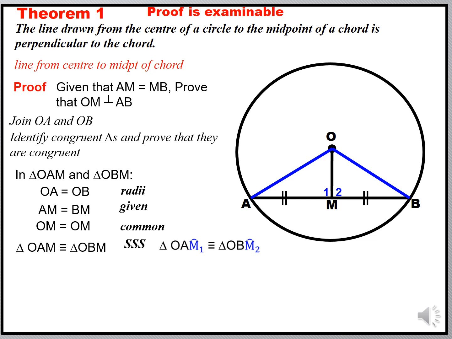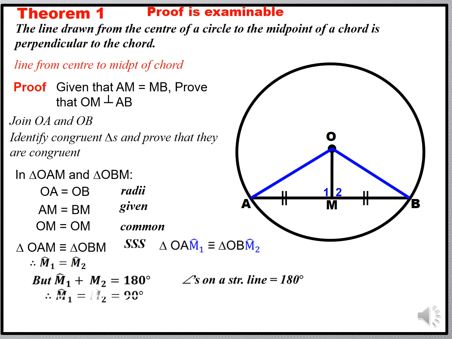Now, if M1 is equal to M2, we know from our studies of geometry that if you add M1 plus M2, the total must be 180 degrees because they are angles on a straight line. So if M1 is equal to M2, but M1 plus M2 is equal to 180 degrees, then it follows that one angle is equal to 90. And 90 degrees means the two lines OM and AB are perpendicular to each other. This is the proof of the theorem.